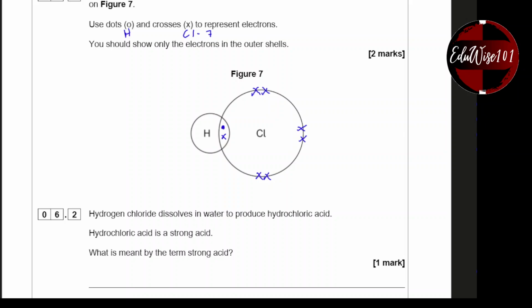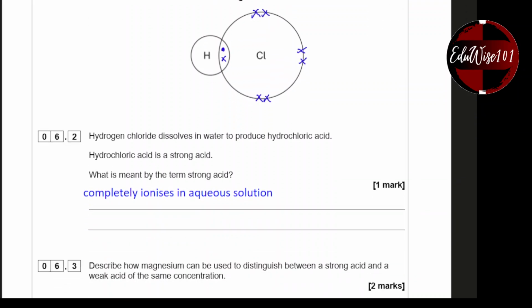Hydrogen chloride dissolves in water to produce hydrochloric acid. Hydrochloric acid is a strong acid. What is meant by a strong acid? Well, strong acids are those that ionize completely or dissociate completely in aqueous solution, which means it breaks up. So HCl breaks up completely into H plus ions and Cl minus ions. If it was a weak acid, then it wouldn't be completely dissociated.